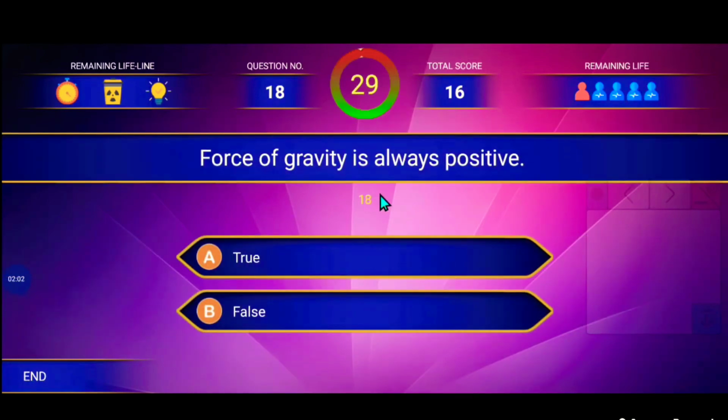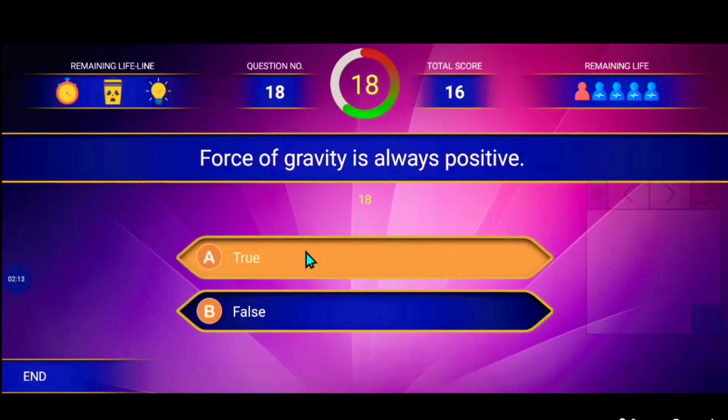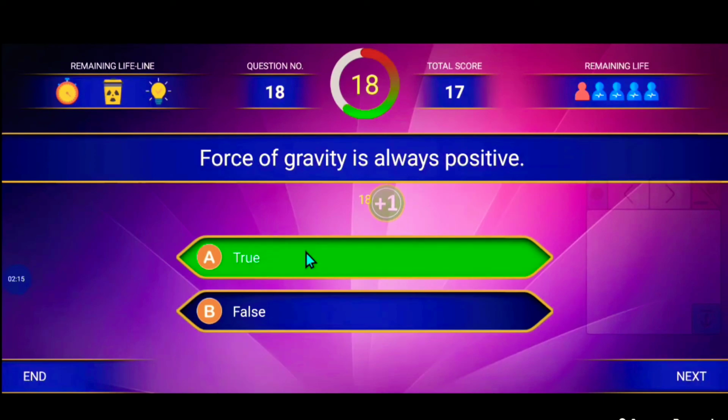Next, the force of gravity is always positive. It is true or false? So it is always true, because the force of gravity is always positive, not a negative. So the correct option, it is true sentence. We go to the next question.